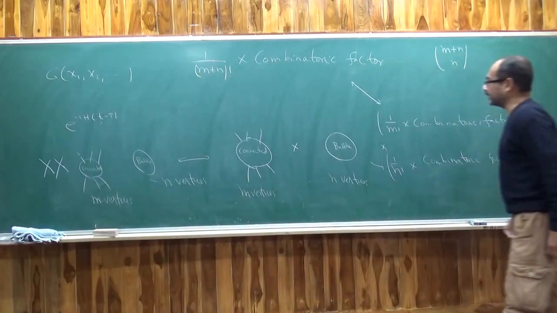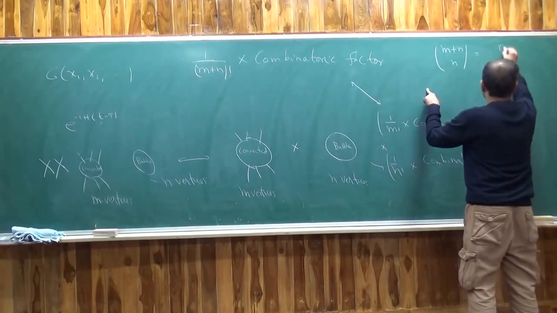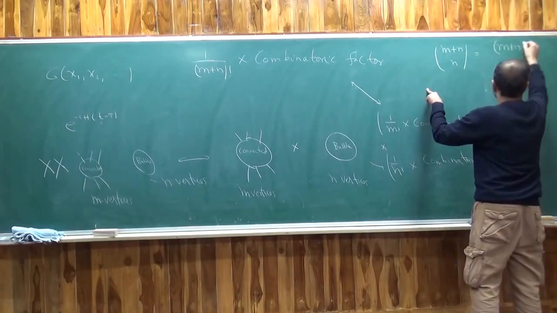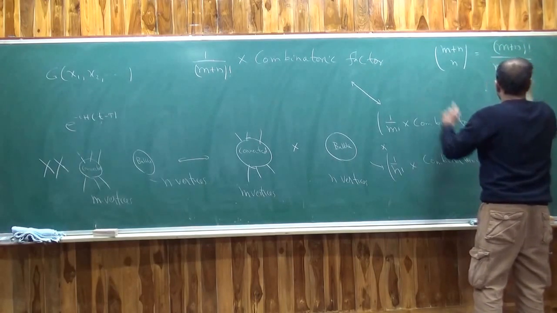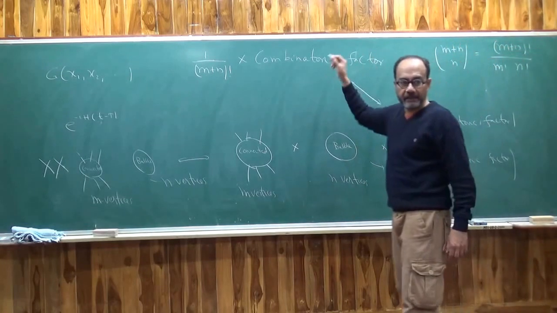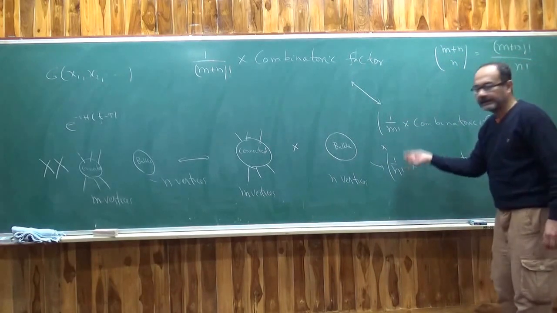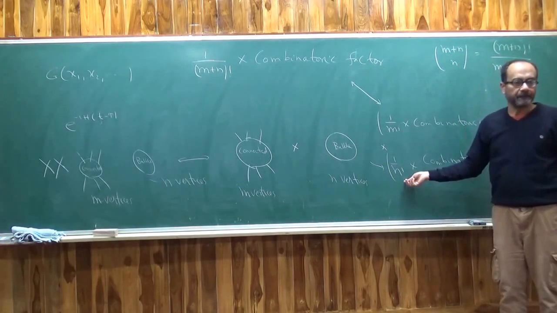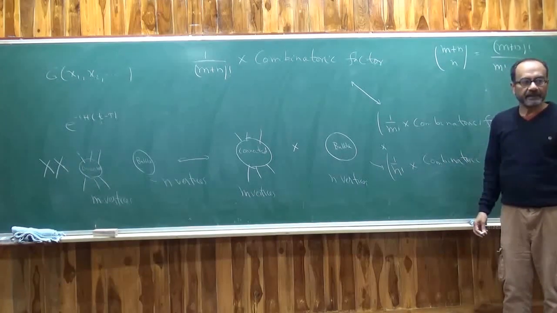So this basically establishes the equality, because this is m plus n factorial over m factorial times n factorial. So if you take the product, the m plus n factorial cancels out and you are left with 1 over m factorial times 1 over n factorial, which is exactly what we have here. Is this argument clear?